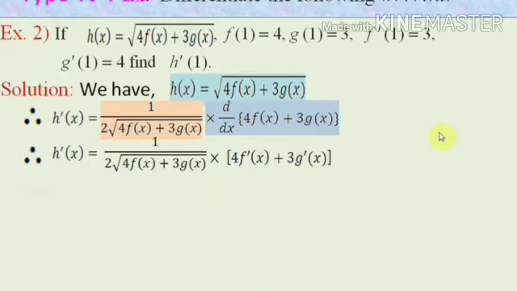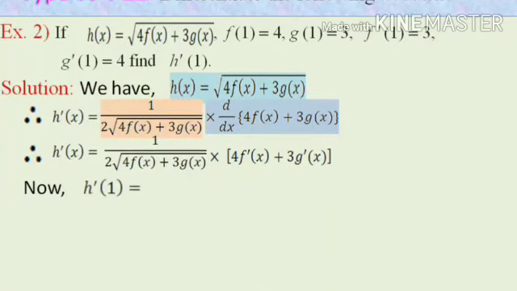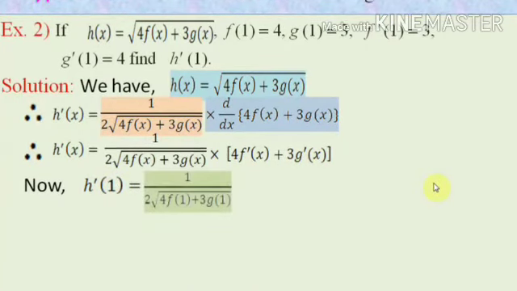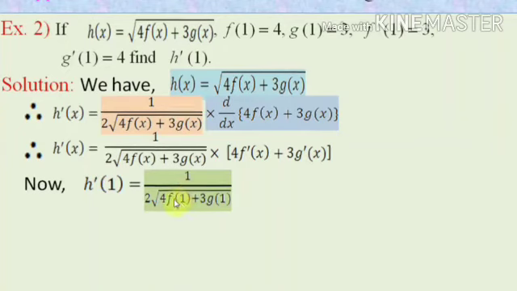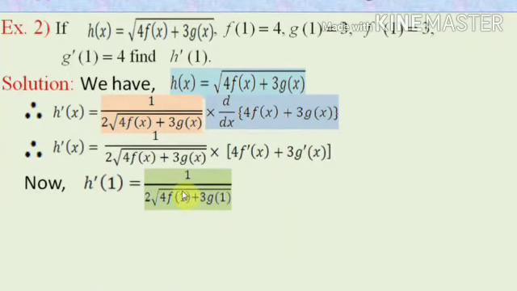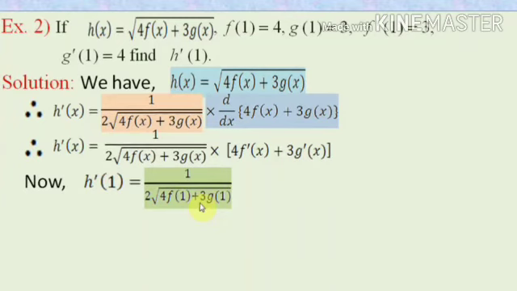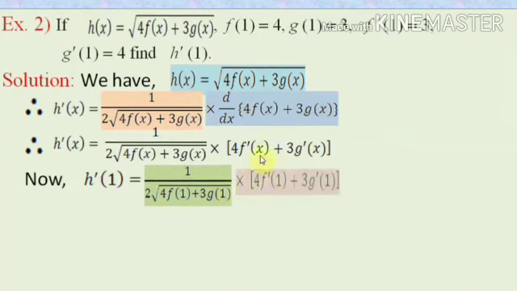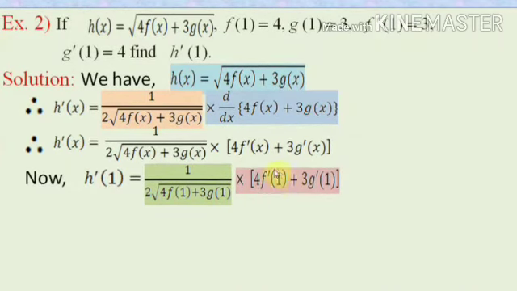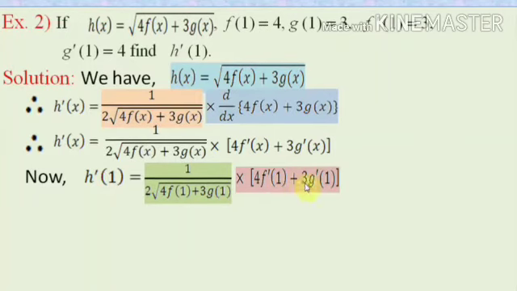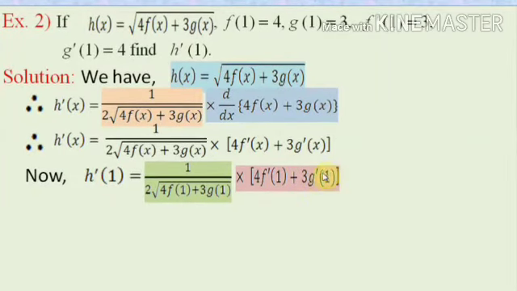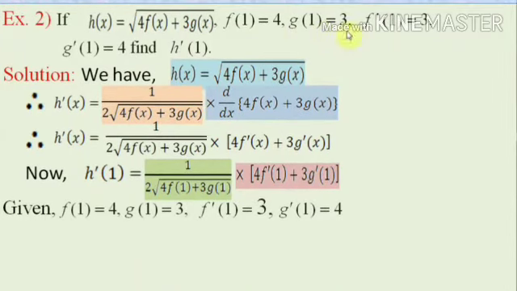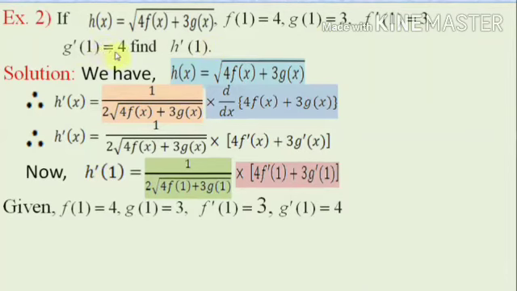Now we have to find the value of h dash of 1. Therefore h dash of 1 becomes, putting x equal to 1, h dash of 1 equal to 1 upon 2 root of 4 into f of 1 plus 3 into g of 1, into 4 into f dash of 1 plus 3 into g dash of 1. Now the given values are f of 1 equal to 4, g of 1 equal to 3, f dash of 1 equal to 3 and g dash of 1 equal to 4.